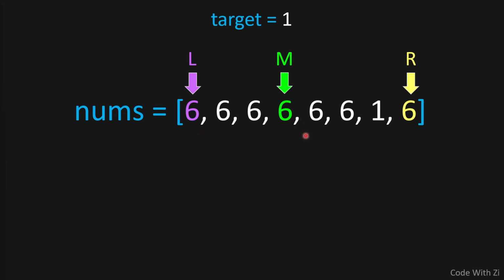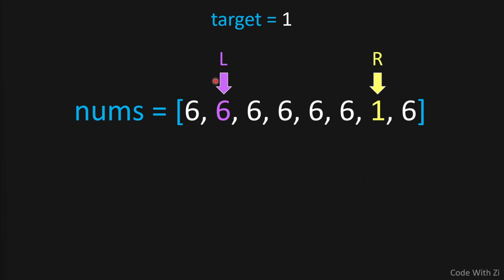But if I pick this side, it is not sorted, and there's no possible way for me to figure that out, because if these numbers were not equal to each other, I could easily figure that out. You're going to see that in the next round. But because these are all equal, we're just going to increment left and decrement right, like so.